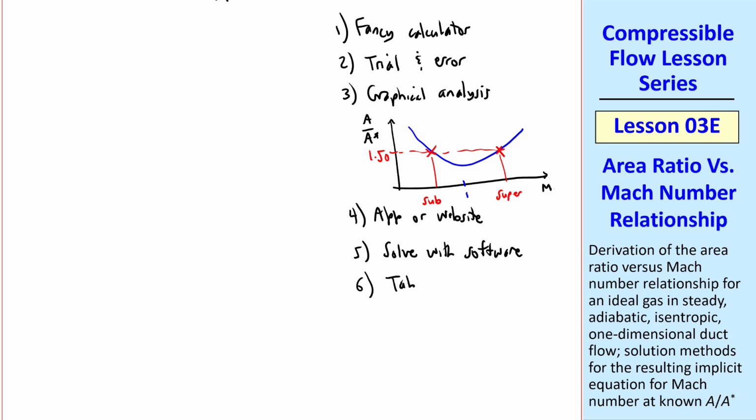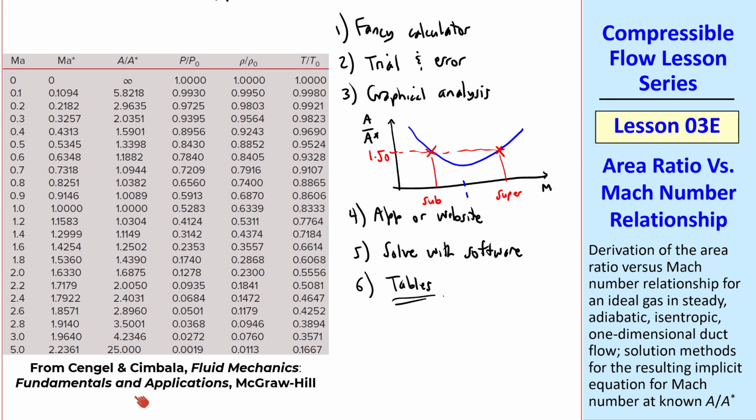In the old days, we used tables. You can still find tables that show a over a star as a function of Mach number. Here's an example from my fluids book, remembering that we use MA in the fluids book instead of M, but the table is still valid. When I was in school, we didn't have calculators yet, and we had to use tables like this and interpolate.